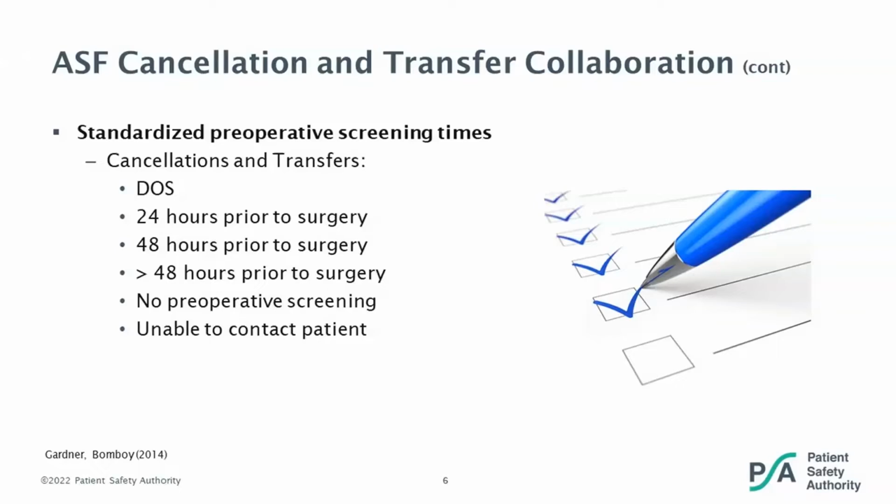What I want to point out is that the last 2 choices, the no preoperative screening and unable to contact the patient, may seem to be the same issue, but there is a difference. Patients who receive no pre-op screening could be reached. They just didn't get any kind of preoperative screening. The patients who provided either an invalid, an incorrect phone number, or had no contact information provided to the ASF, those patients did not receive the pre-op screening and therefore were unable to contact the patient. And that's what distinguishes between these 2 categories.